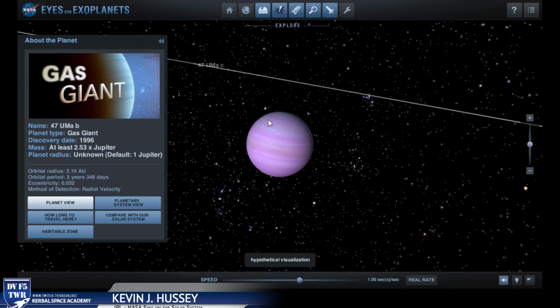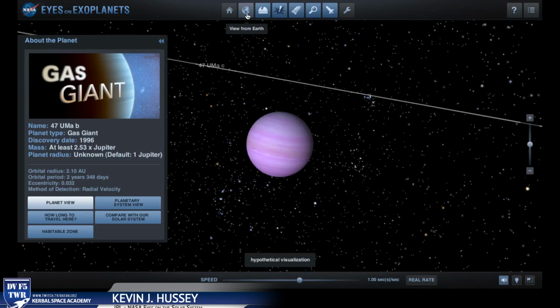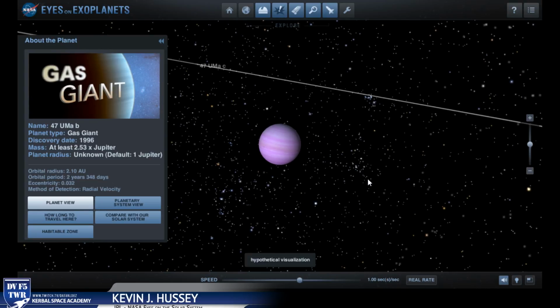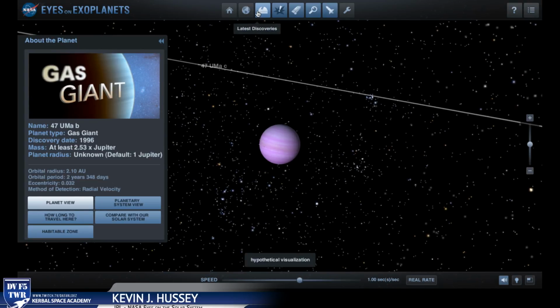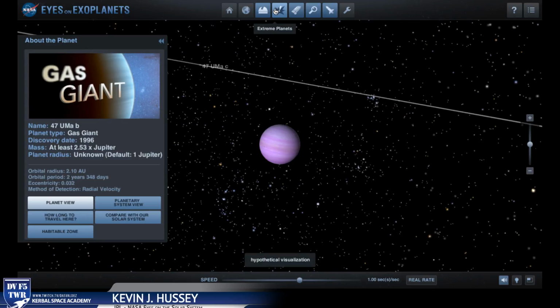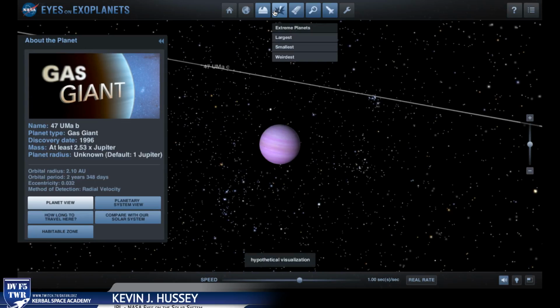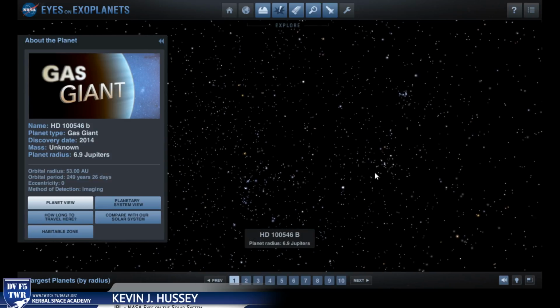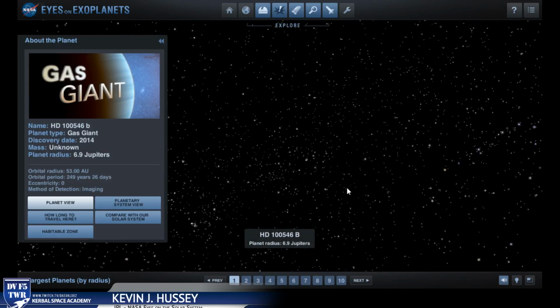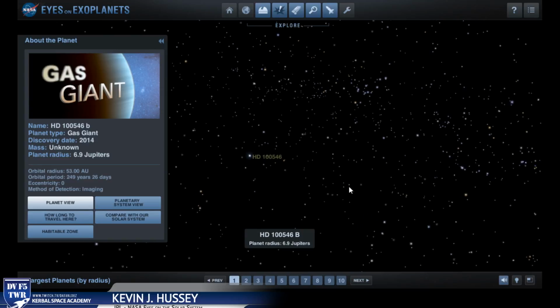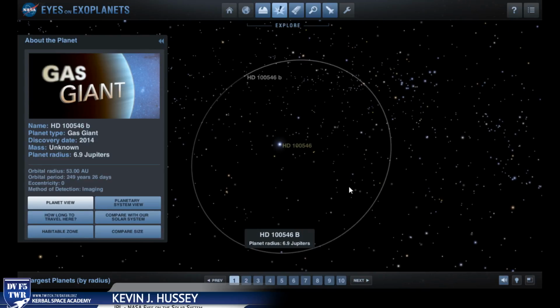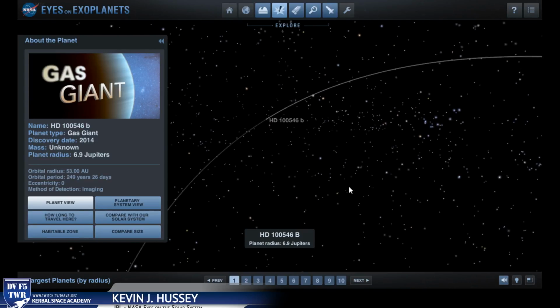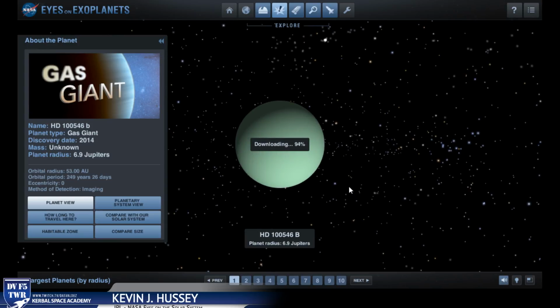All right, so we've worked our way down. This was the view from Earth. We found one that had three planets, we looked at it, and then of course there are the extreme planets. You could ask what the largest are, so let's take a look. These are confirmed exoplanets. Everything in here is confirmed. We aren't just making it up. This is all a visualization of that database.